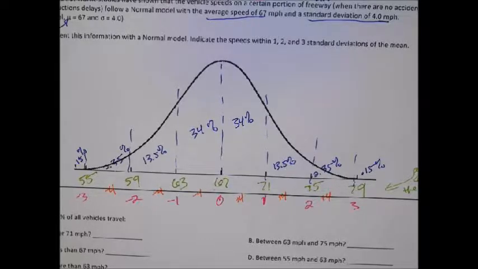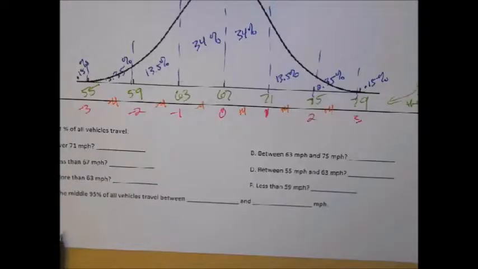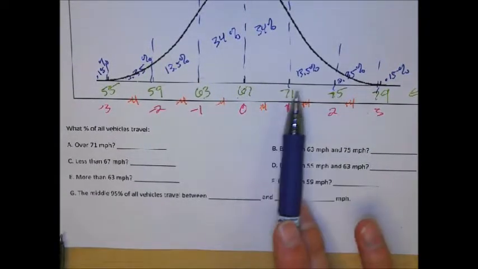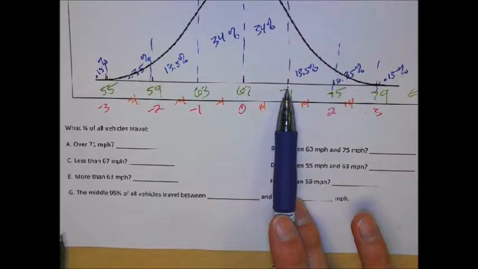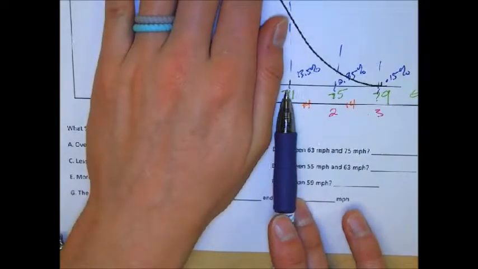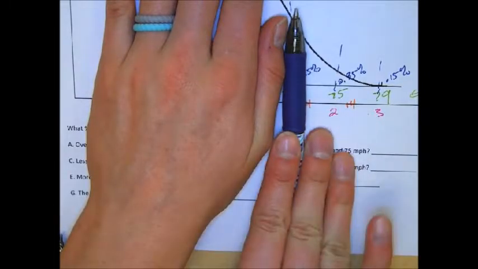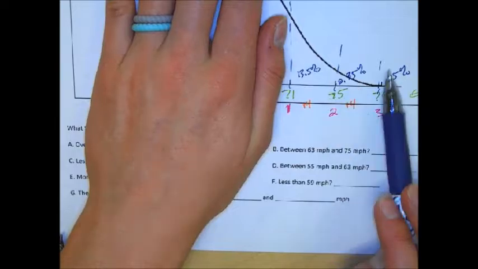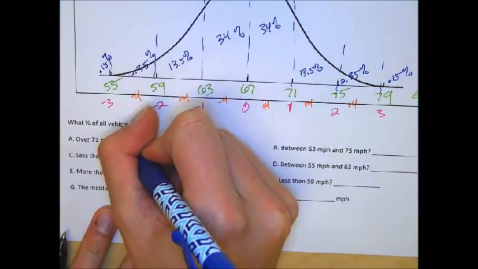All right, let's look at A through G. This picture is just going to help us answer these questions. What percent of all vehicles travel over 71 miles per hour? Well, 71 is 1 standard deviation away. So I'm going to look 71 or over. That's all of these. So we have 13.5 plus 2.35 plus 1.5.